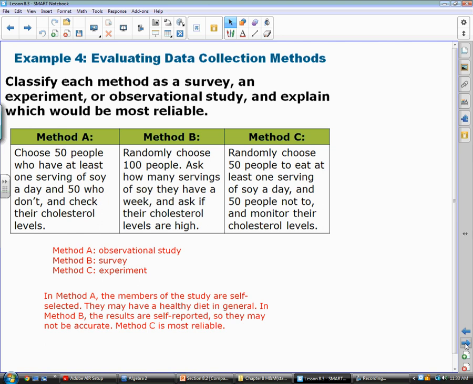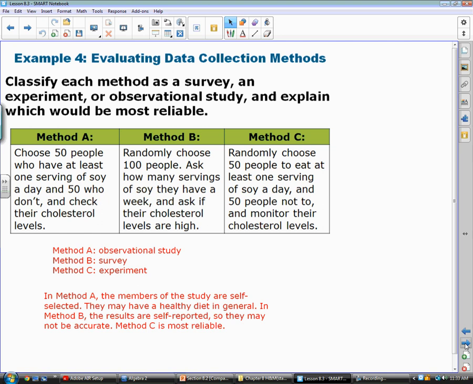Randomly choose 50 people to eat at least one serving of soy a day and 50 people who do not. That way you can control the amount that they have, right? Because with the survey itself, do you really know how honest they are about how much they're having? Do you really know how much they're having? One serving to them.